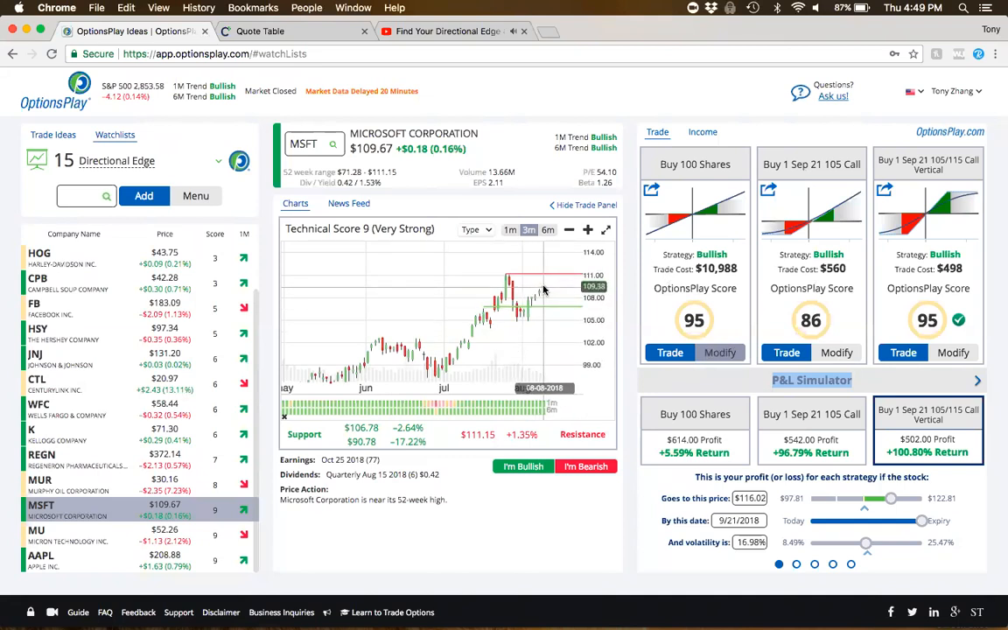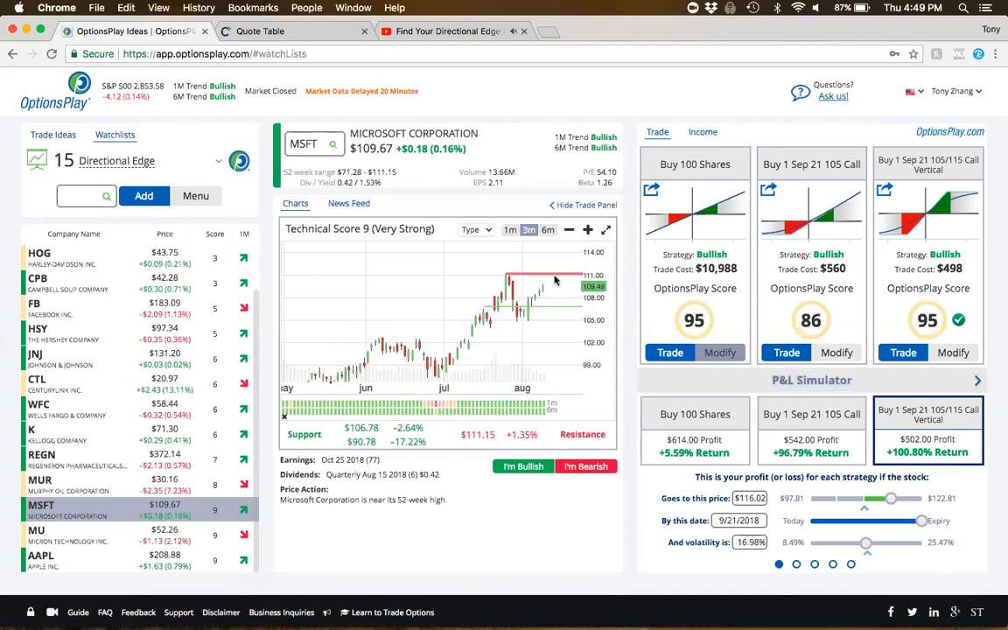So here, I have Microsoft, it's trading at 109. You can buy 100 shares of the stock if you're bullish. You can buy this call option or you can buy this call spread. So when we analyze any of these strategies, what we're really trying to do is compare the two and say which one do I want to trade. And one of the best ways that you can do that is using our P&L simulator. This is designed to give you a way to actually compare one strategy to the next that you're not able to do when you're using the option chains.